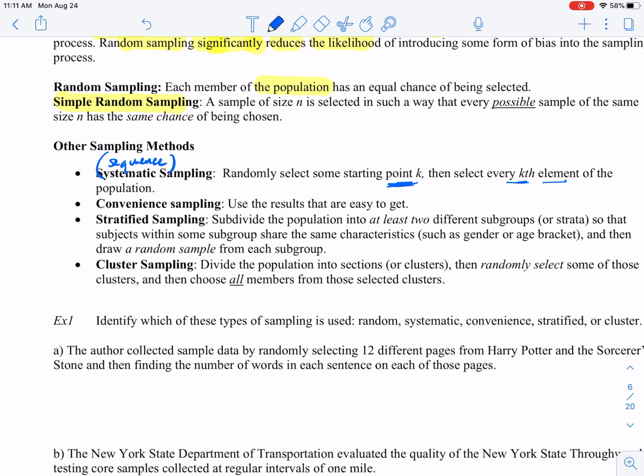Convenience sampling. This is where we obtain data by using results that are easy to get. If we want to find out something, we ask our family members or friends. If we want to collect data, we go straight to Google. These are things that are very easy to access, and that's probably not the best way to get a valid result, because it's convenience and could contain a lot of bias within our data.